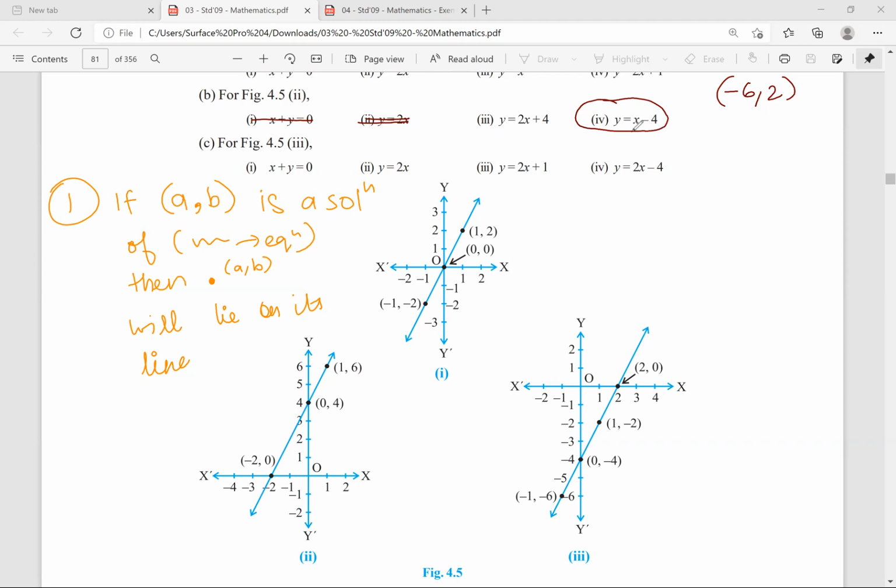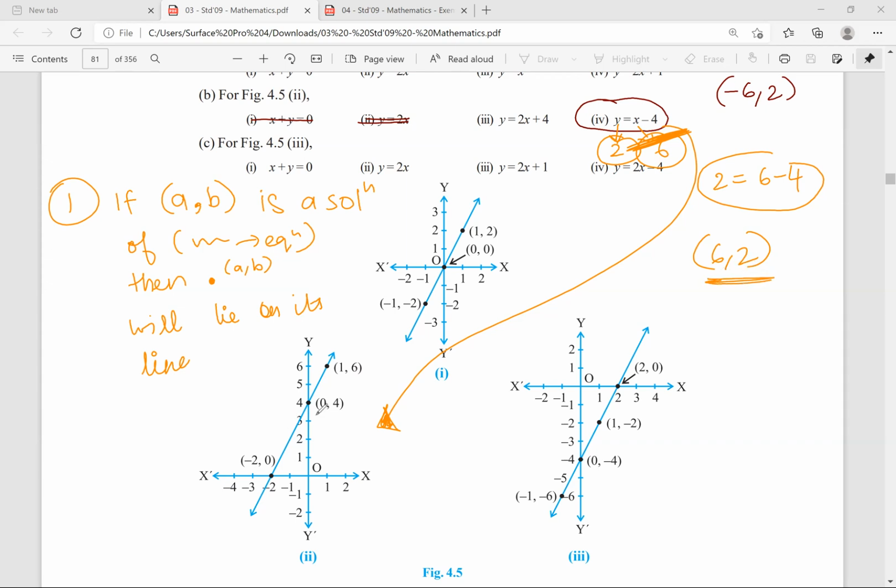Right. So the thing is, if I put 2 in place of y in the fourth equation, and I put 6 in place of x, then obviously yes, it is satisfying because 2 is equal to 6 minus 4. But does that mean that the fourth one is the equation for this graph? Because what does this point 6 comma 2 mean? X coordinate is 6 and y is 2. That's why I'm writing 6 comma 2. So what does this point have to do with this line or with this graph?